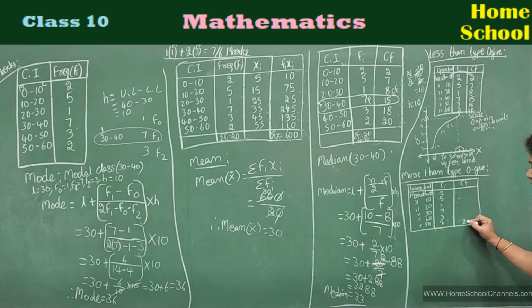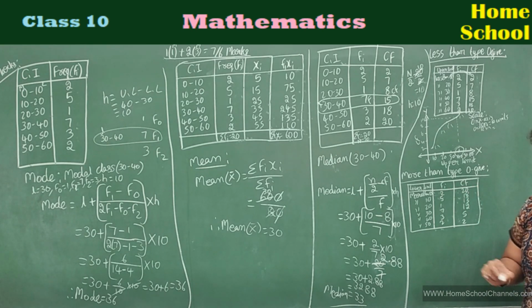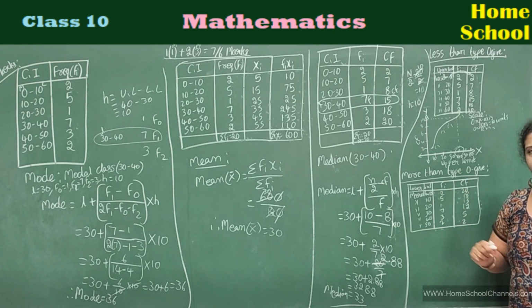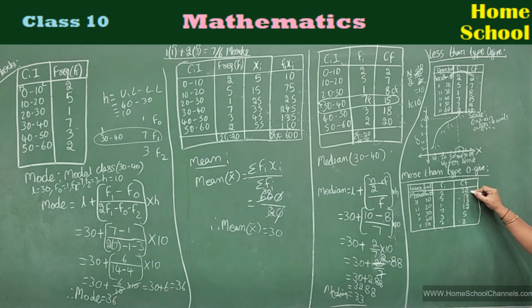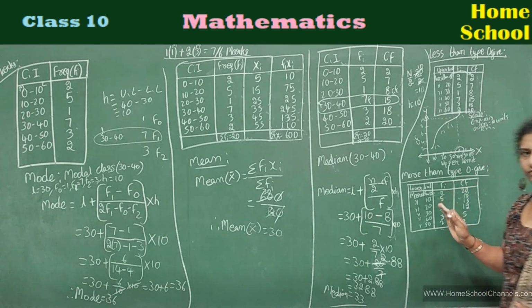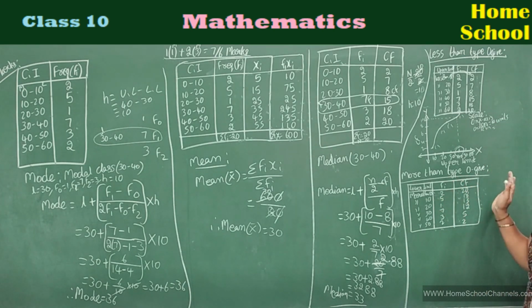So look here, 2, 2 plus 3, 5, 5 plus 7, 12, 12 plus 1, 13, 13 plus 5, 18, 18 plus 2, 20. Okay, so now another way. What is the other way? Total frequency. Write the first value 20. From 20 go on reducing the frequency. 20 minus 2, 18, 18 minus 5, 13, 13 minus 1, 12, 12 minus 7, 5, 5 minus 3, 2. Is this clear? Cumulative frequency is done.